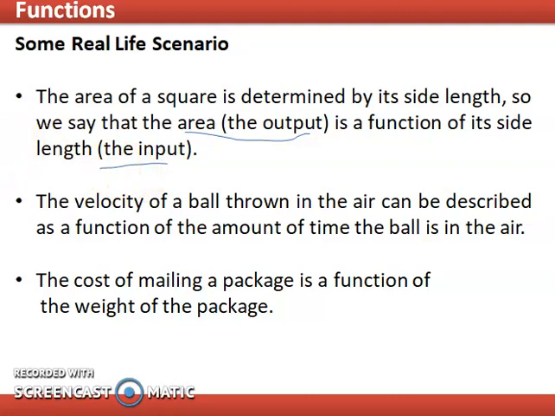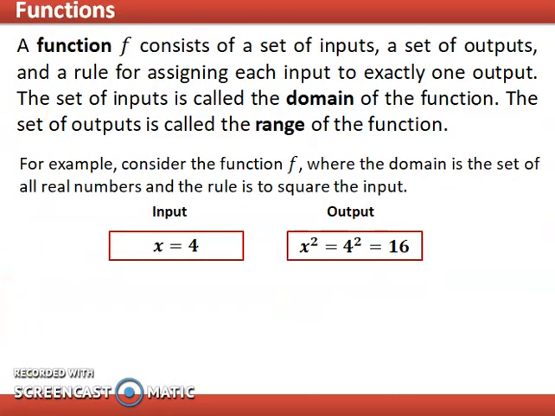Another one is the velocity of a ball drawn in the air can be described as a function of the amount of the time the ball is in the air. And the cost of a mailing package is a function of the weight of the package. So this is now the formal definition of a function. A function f consists of set of inputs, a set of outputs, and a rule assigning each input to exactly one output. So take note of that, no?